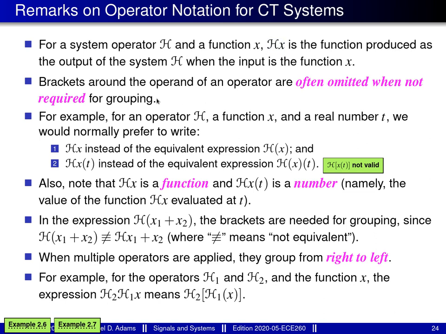Now often when we're using operator notation, we tend to drop parentheses and brackets when we don't really need them for grouping purposes. So for example, although we could write H of x like this to denote the output of the system when the input is x, we could instead just write Hx. Because there's really only one way that you could group things in this expression, because there's only a single other thing other than the H, so really this is the only way that you could interpret the expression.